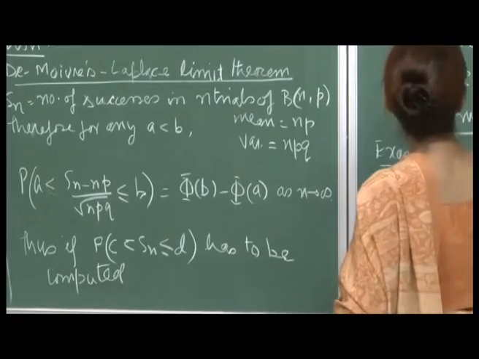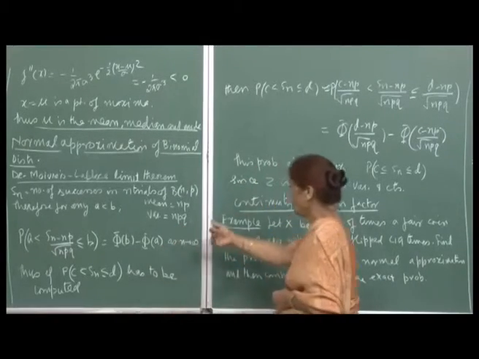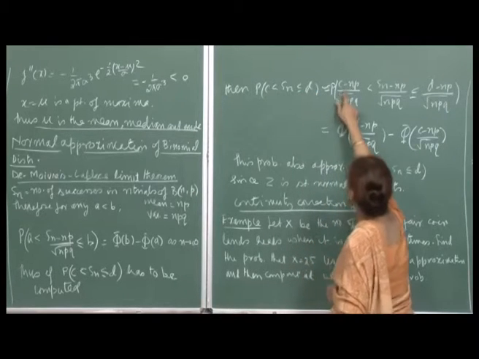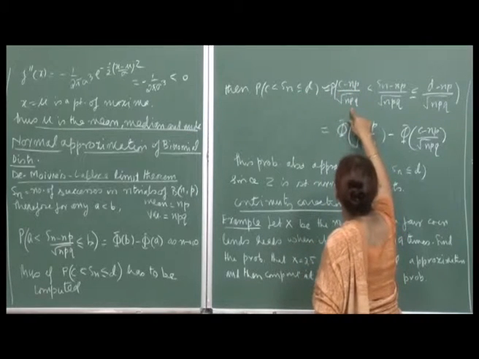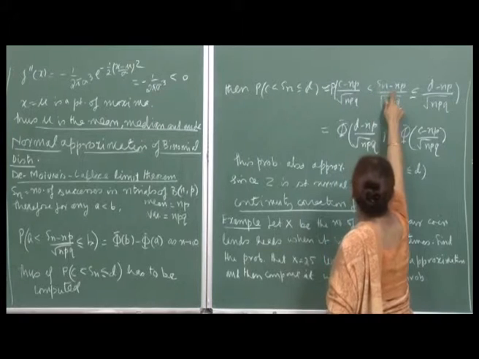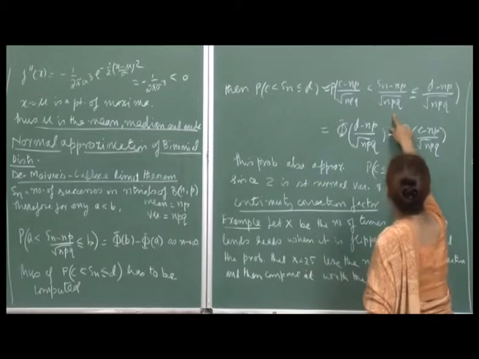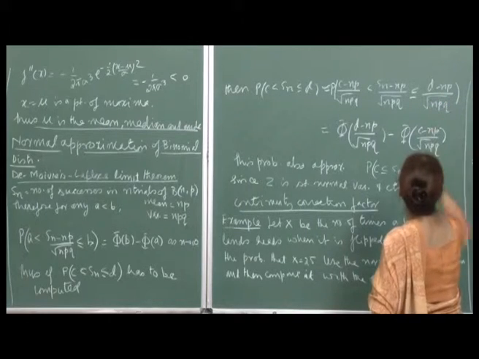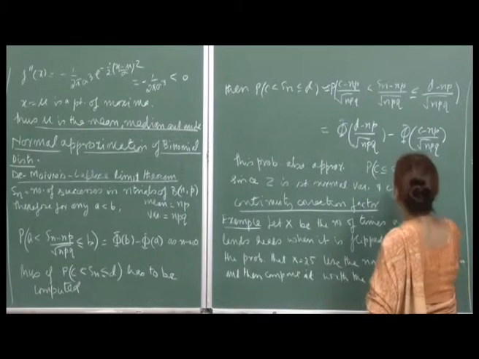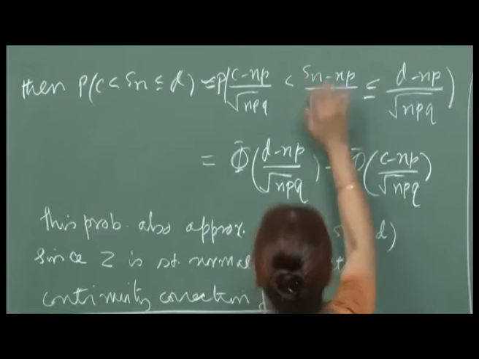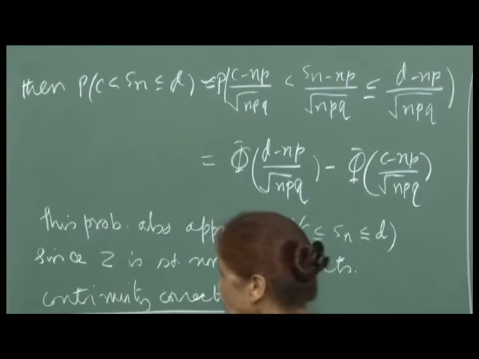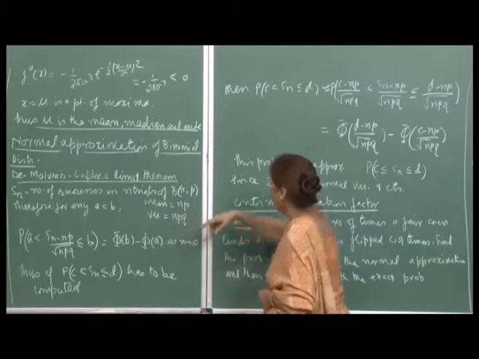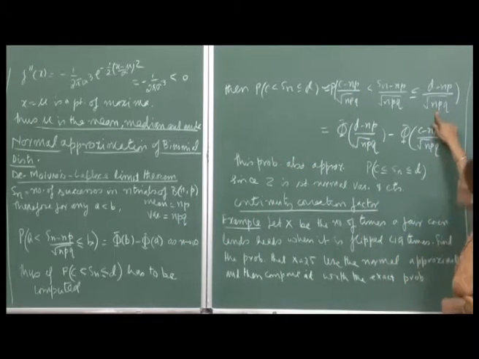Then we will standardize the whole inequality in the sense that we will transform this to C minus np upon under root npq, and this will be less than S_n minus np upon under root npq, which will be less than or equal to D minus np under root npq. Okay. And now, you see this becomes a standard normal variate, and so your A gets replaced by this in the theorem, and your B gets replaced by this, right.